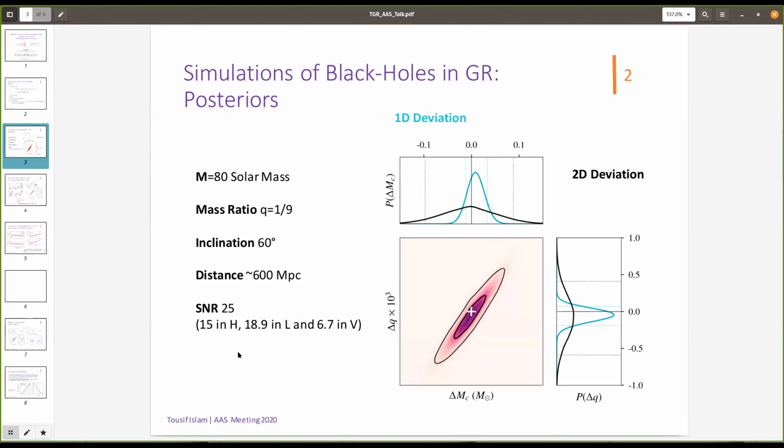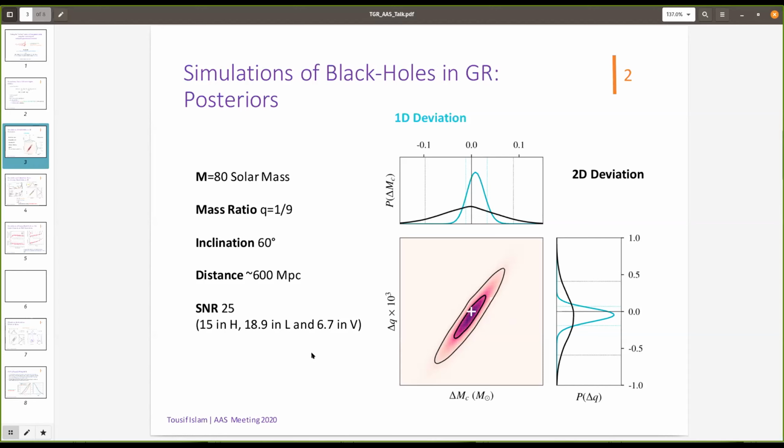Okay. Now first, we consider 2 different ways to do the test. One is we introduce one deviation parameter at a time. That is, we introduce only del MC, keeping del Q equal to 0. And in other cases, we introduce only del Q, keeping del MC equal to 0. That was one particular way. And then we also estimate both the parameters simultaneously.